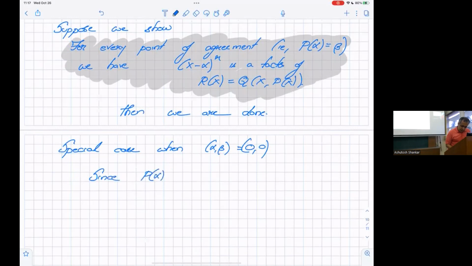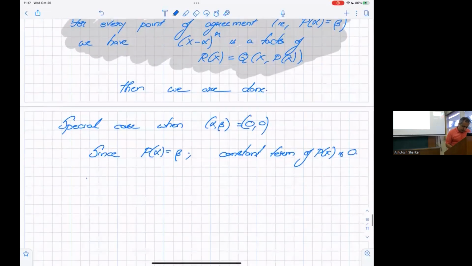Since p of alpha equals beta, the constant term of p of x is 0. Now let's look at r of x, which is q of x comma p of x. And let's ask what's the factor of x power r that defines this?